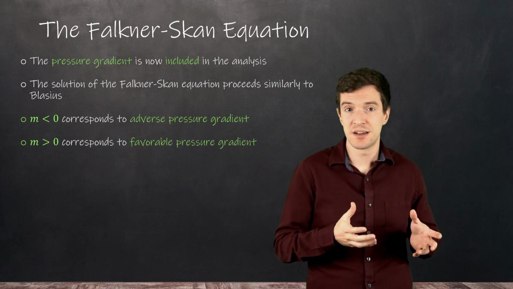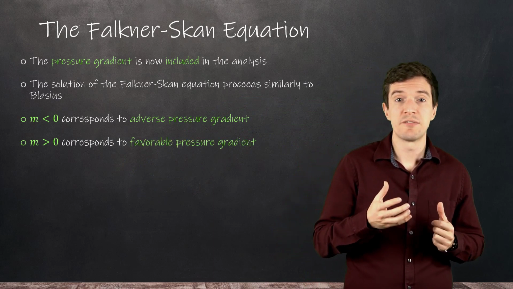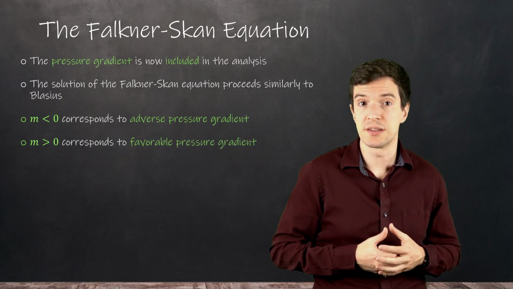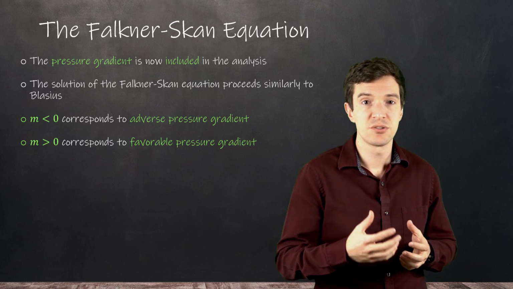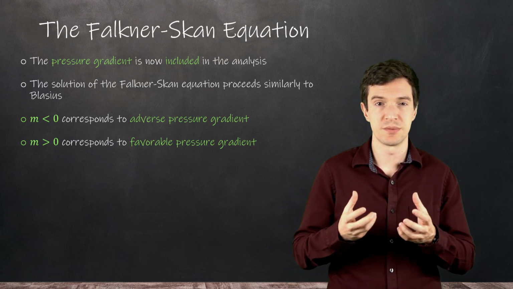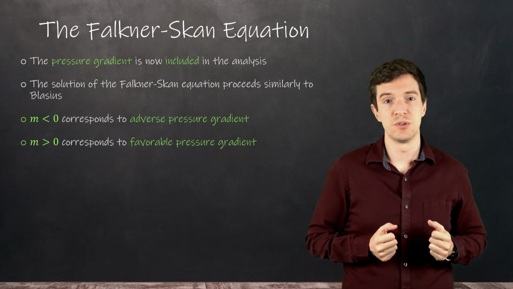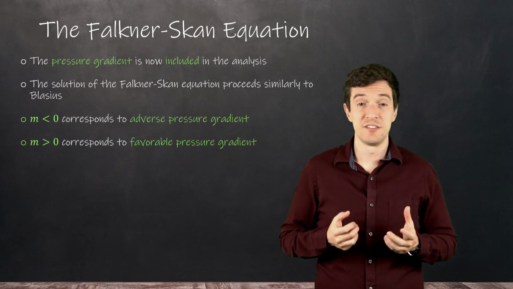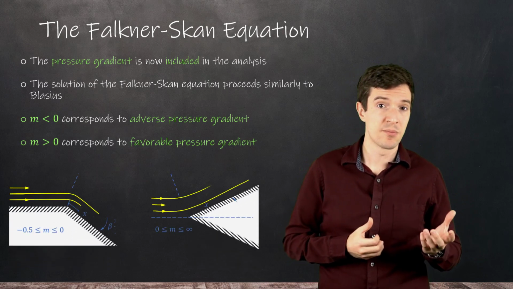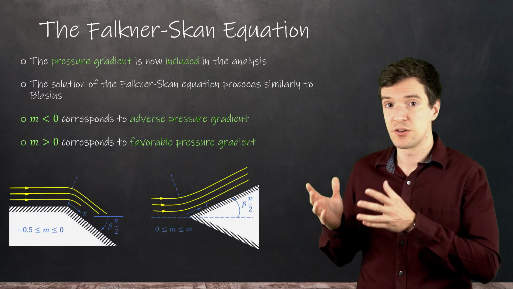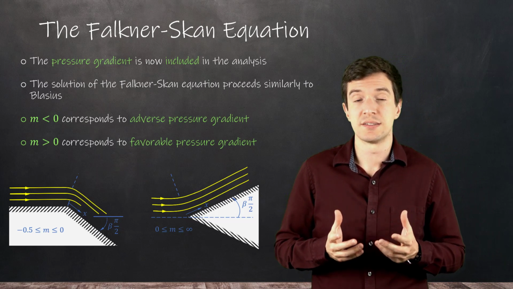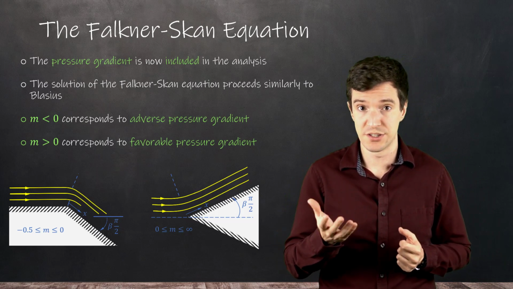If m is larger than 0, we have instead a favorable pressure gradient. Hence, the pressure decreases along the flow stream direction, and that helps the fluid stay in contact with the wall. Different combinations of beta and m can represent different configurations, such as expansion corners and wedges.